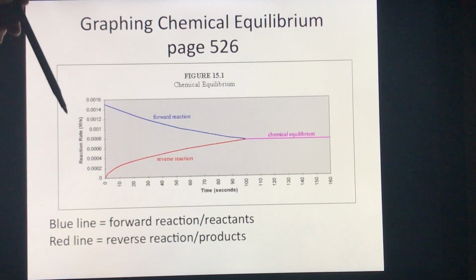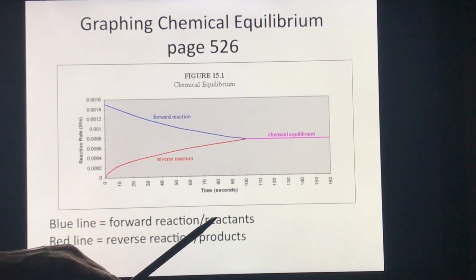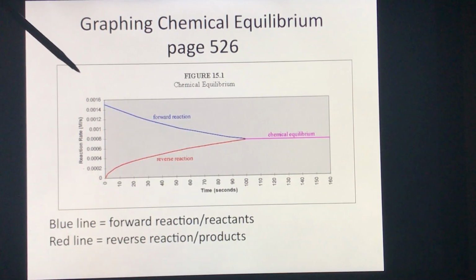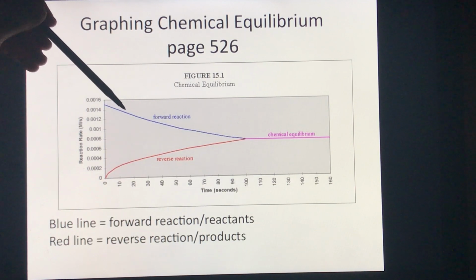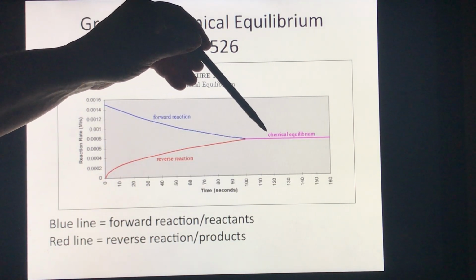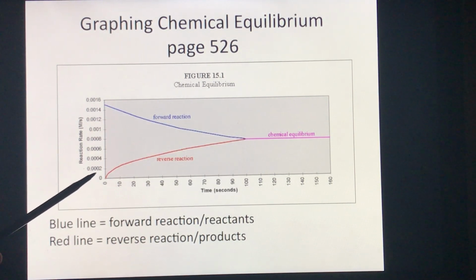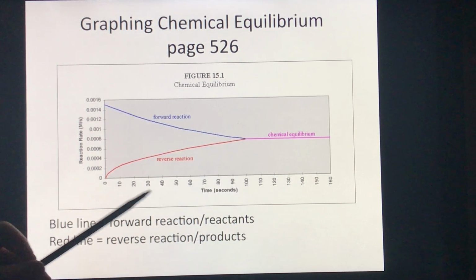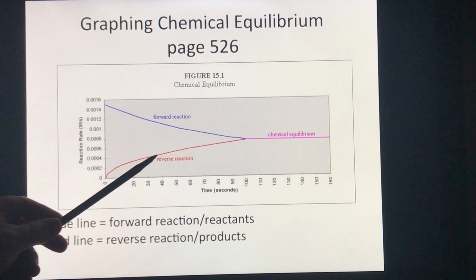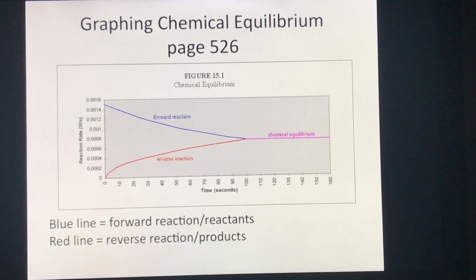You can also think of it in terms of the concentration of the reactants. Initially it is high, and then as they're used up, they gravitate toward this equilibrium. The initial concentration of the products is zero or low, and then they increase until they reach the equilibrium.